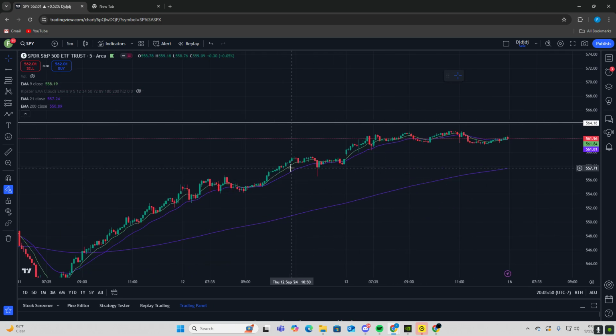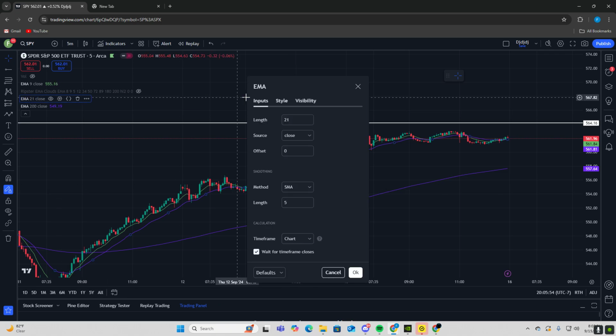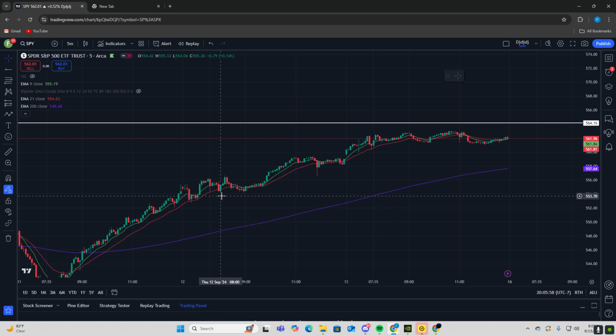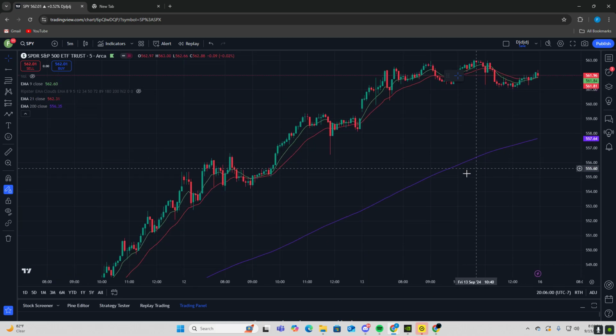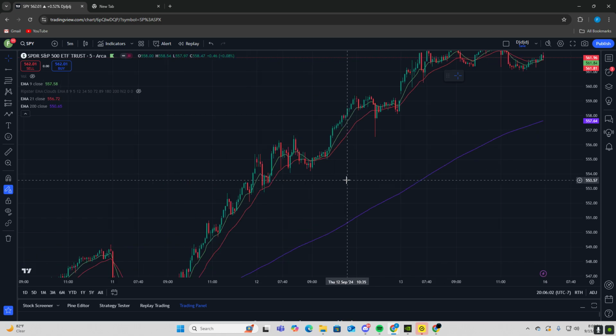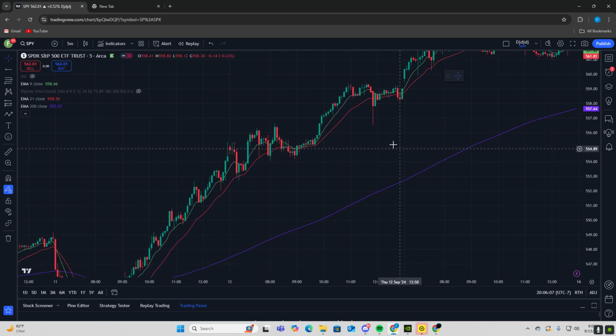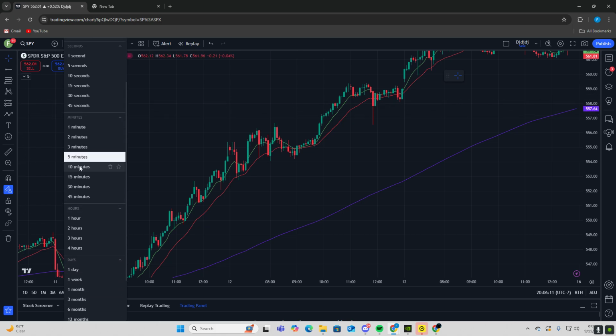Me personally, I have my 9 as green and my 21 as red, so you could change it however else you want. I have it like that to color match my setup. And then I leave the 200 at purple because I don't know. It doesn't really matter, the colors, but I'm going to show you guys how to use these EMAs and how I use them when I'm in trades.